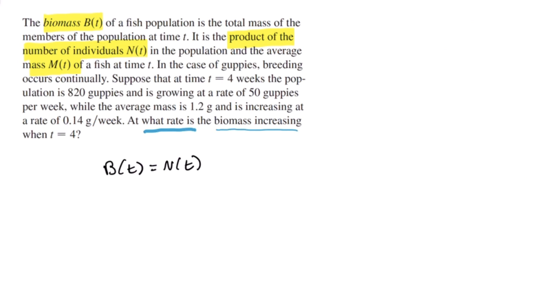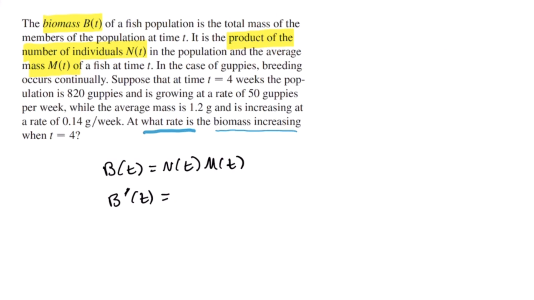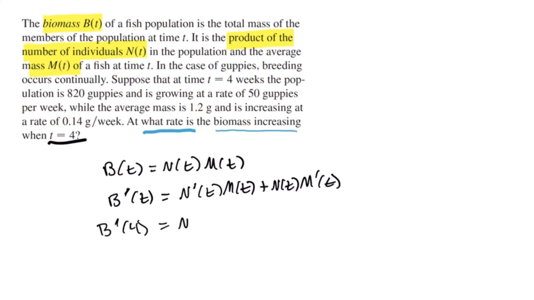Because biomass is defined as the product of N and M, we're going to use the product rule: derivative of the first times the second plus first times derivative of the second. We want the rate of the biomass at t equals 4, so we're looking for B prime at 4 weeks. We'll have N prime at 4 times M at 4, plus N at 4 times M prime at 4.